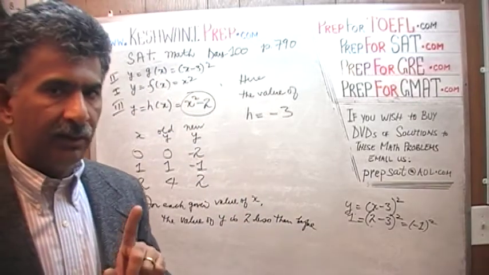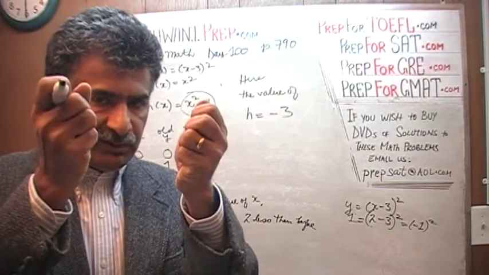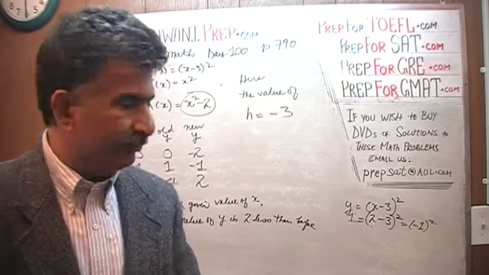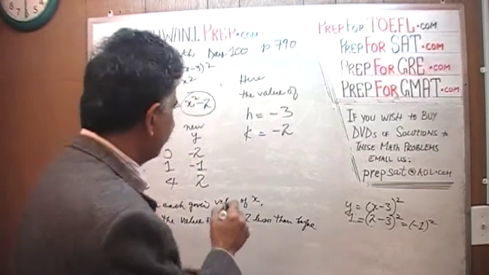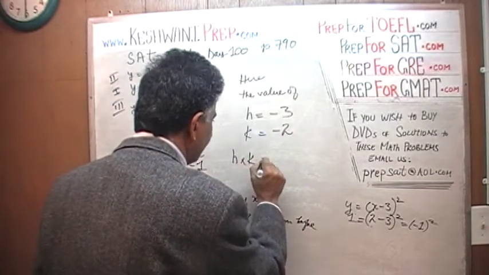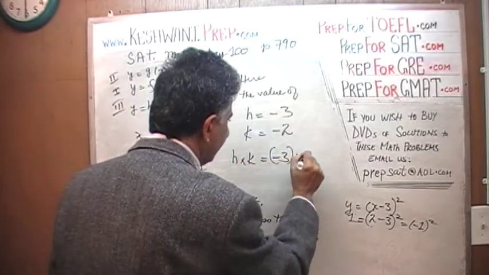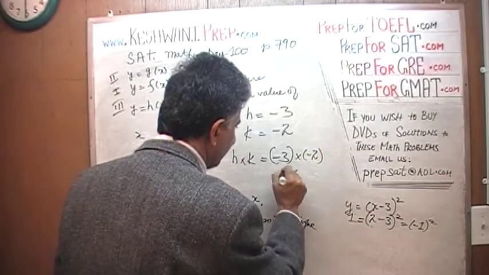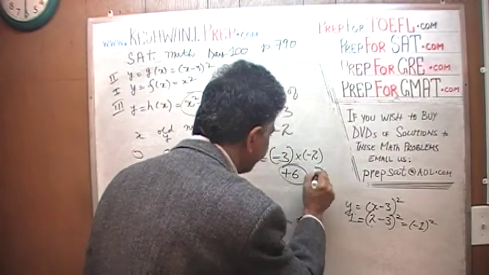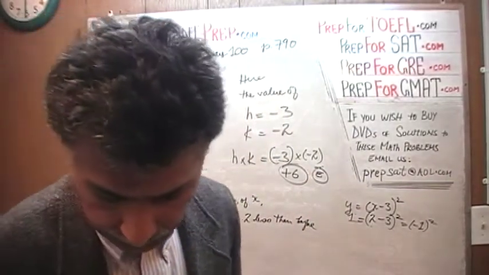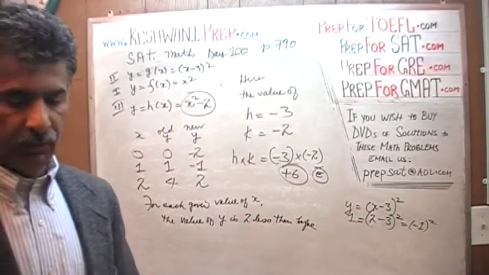So because here we are taking our graph and shifting it down by 2 units along the y-axis, therefore the value of k is -2. And the question was, how much is h times k? The answer is h times k is -3 times -2, which is +6. The answer is +6, which is E. That's it. That was a very long explanation as to what's going on here.